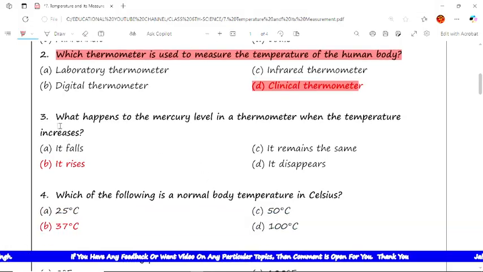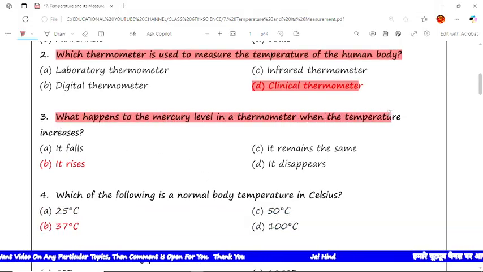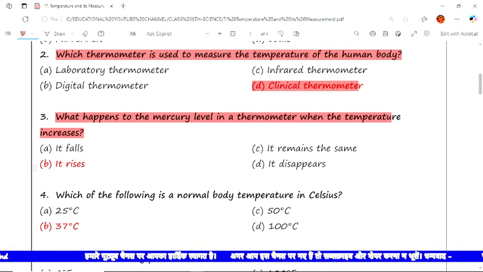Now the next question is, what happens to the mercury level in a thermometer when the temperature increases? Here the options are given: it falls, it rises, it remains the same, or it disappears. The correct answer is it rises. So B is the correct option for the question.